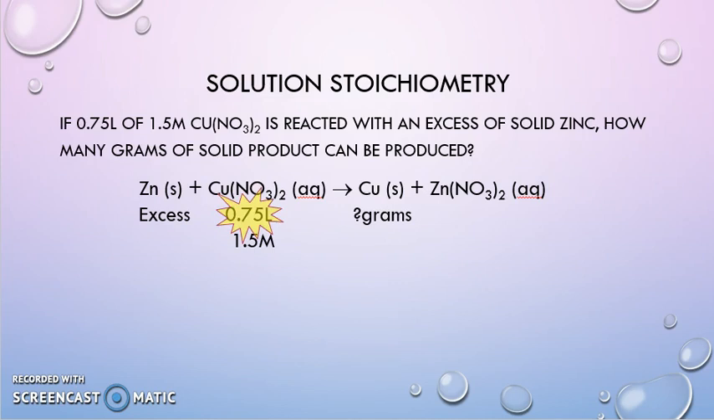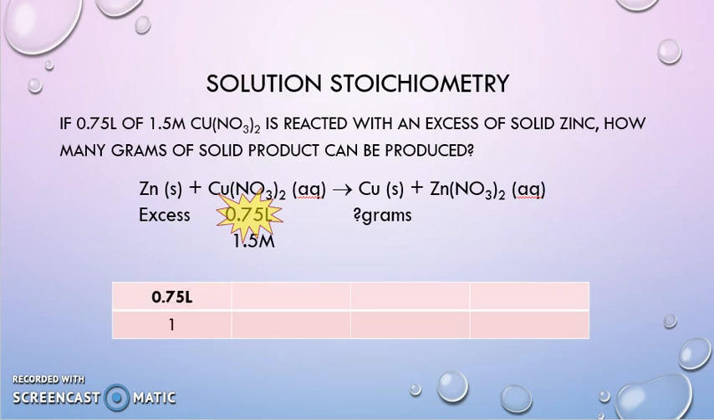I'm going to start off with the measurement part of the two pieces of information there. And that can be confusing when you're dealing with solutions, because you'll have two pieces of information given. Never start with the molarity. Always start with the measurement of liters. Let's put that directly into our stoichiometry problem. So 0.75 liters over 1.